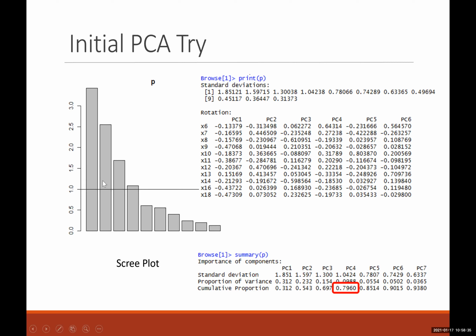And also sometimes the eigenvalue greater than 1 can also overestimate. So you want to use something in between the knee elbow of the scree plot and the eigenvalue greater than 1.